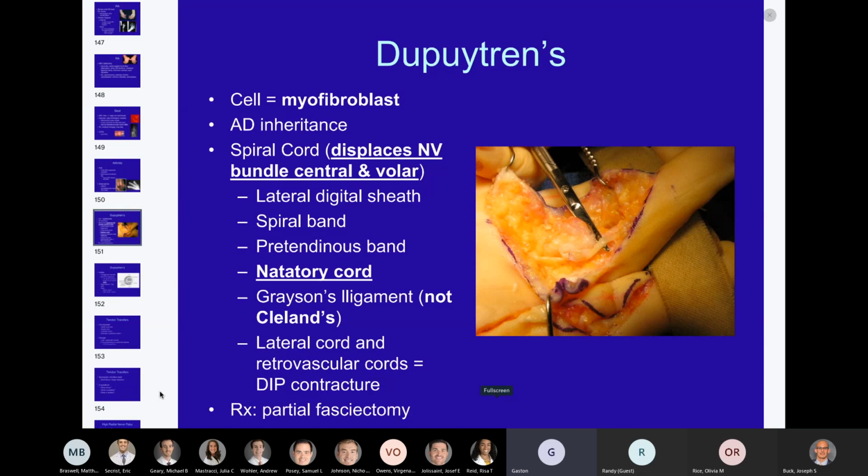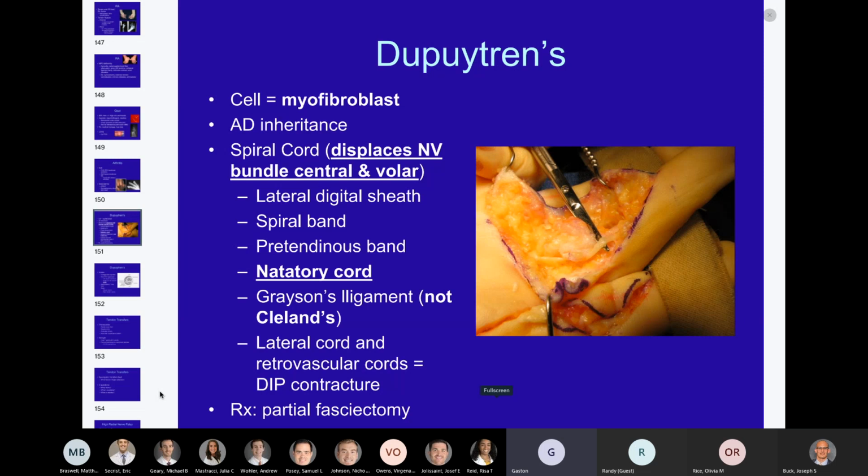The other cords that have been asked, remember, the natatory cord is what adducts the fingers and runs transversely between fingers to contract them that way. The retrovascular cord is what gives DIP contractures. Also, they've asked all the following are involved except, the answer for except is going to be Cleland's ligament because it's more dorsal, although in reality it usually is involved, but for the OITE it's not.